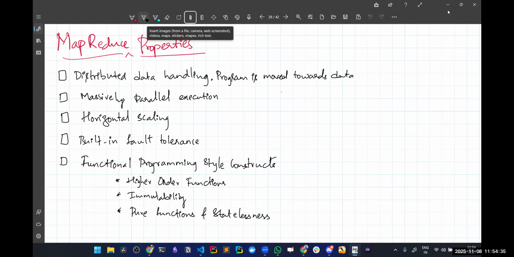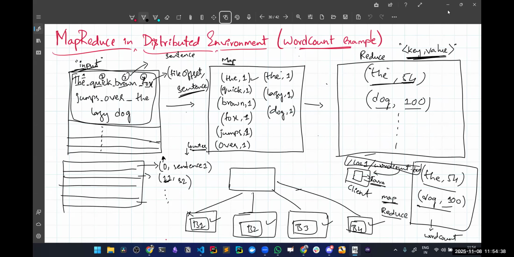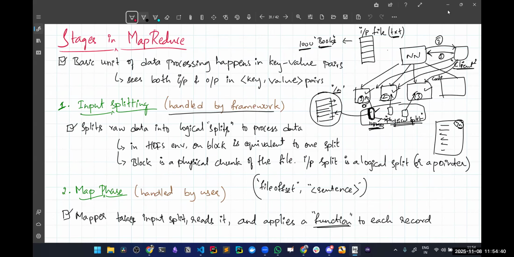So I have a key, I have a value. Whether I want the key or the value depends on my use case. In our particular use case, we will not treat our file offset at all. We are interested only in our sentence, because we want to count the number of occurrences of words in the sentence. So this is our goal.